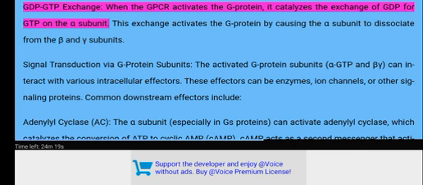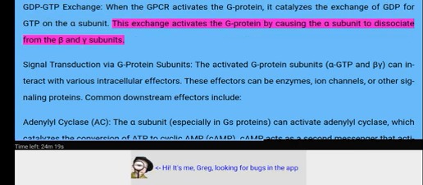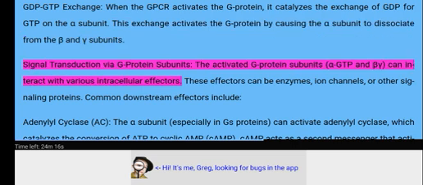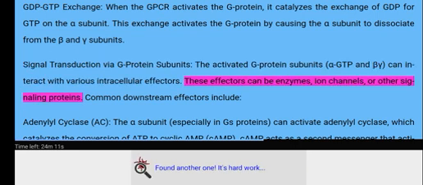GDP-GTP exchange. When the GPCR activates the G-protein, it catalyzes the exchange of GDP for GTP on the alpha subunit. This exchange activates the G-protein by causing the alpha subunit to dissociate from the beta and gamma subunits. Signal transduction via G-protein subunits. The activated G-protein subunits, alpha-GTP and beta-gamma, can interact with various intracellular effectors. These effectors can be enzymes, ion channels, or other signaling proteins.